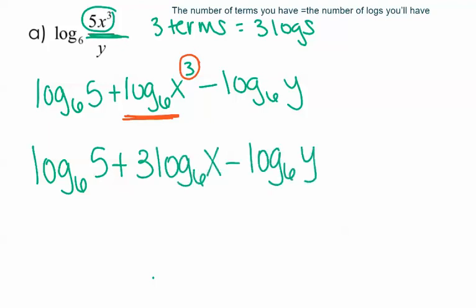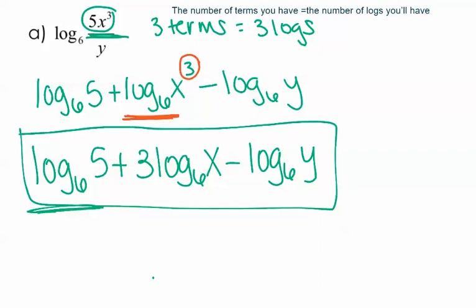The only last thing I would do is look at any numerical logs, like right here, log base 6 of 5, where I don't have any variables. I would see, can I simplify that? Is that something that I can evaluate and make into a nice number like 1 or 0 or 1/2? And I can't, so I'm done. I have every log written with just one term. The 5, the x, and the y are all separated, and I have no more exponents.